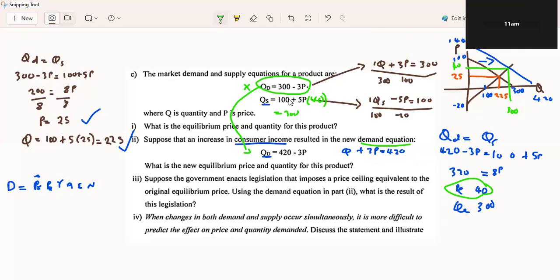Okay. Then also we go to: suppose the government enacts legislation on a price ceiling on the original price, using the equation there. What is the result of the legislation?